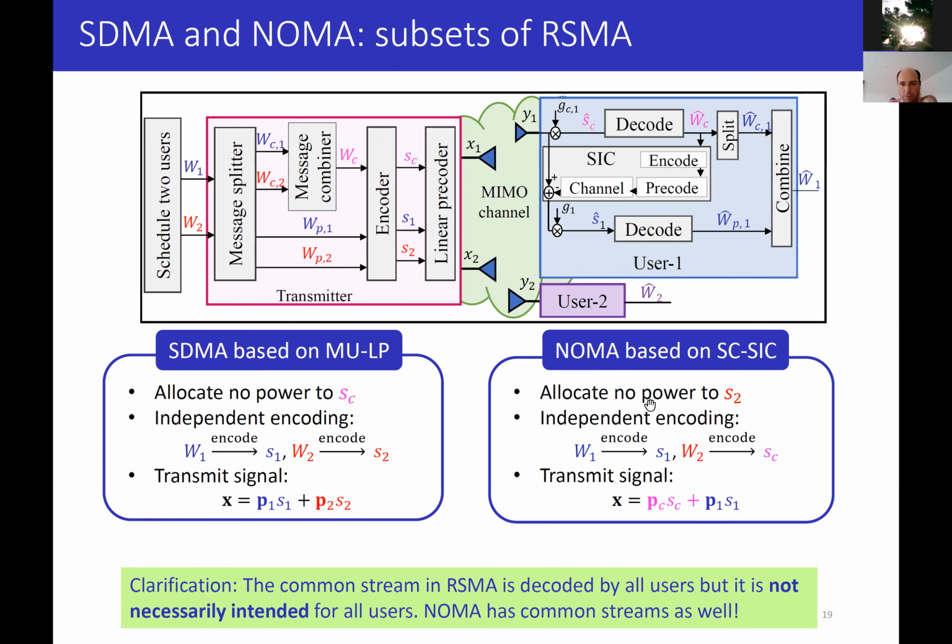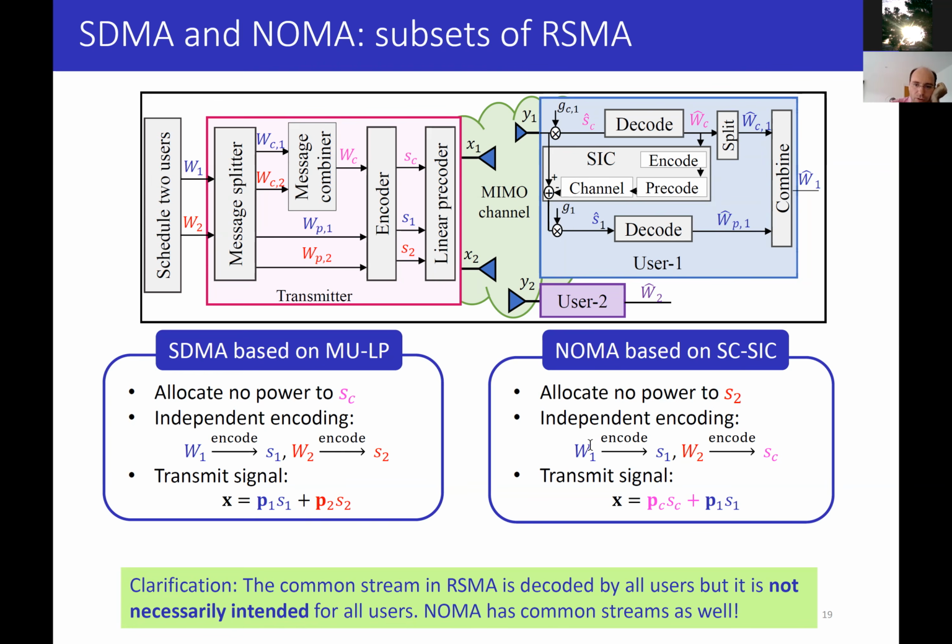Where is NOMA here? Keep in mind again that NOMA is obtained by having one user decode the message of the other user. If you do that, it means that one message is decoded by both users. If one message is decoded by both users, it means that message is effectively transmitted as part of a common stream. And this is exactly what NOMA does. NOMA turns off one of those private streams. So for instance, it turns off S2, encodes W1 into S1, and then encodes W2 into SC.